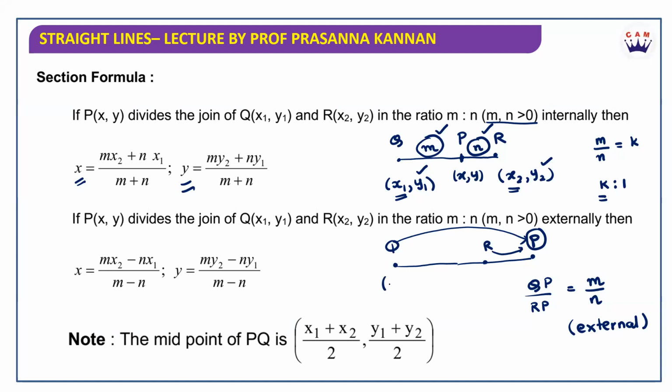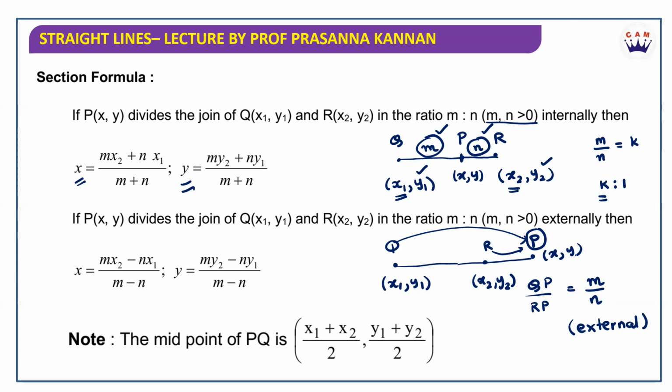Okay, fine. Now, what is the formula going to be? Again, this is x1, y1. And this is our x2, y2. And let's say the point P is x comma y. Then x will be given by m into x2 minus n into x1 divided by m minus n. Similarly, your y coordinate of that point P will be given by m into y2 minus n into y1 divided by m minus n. Clear, students?